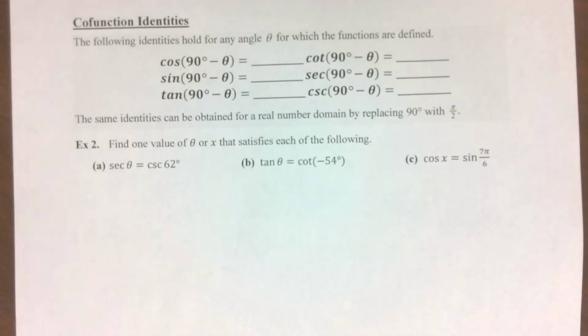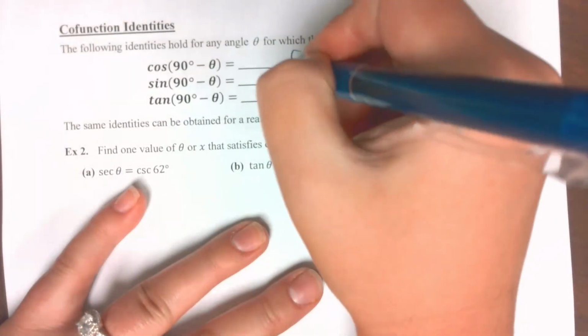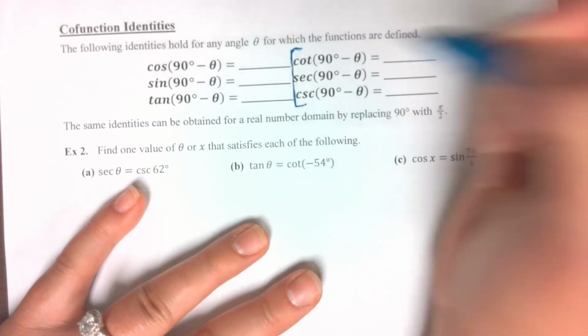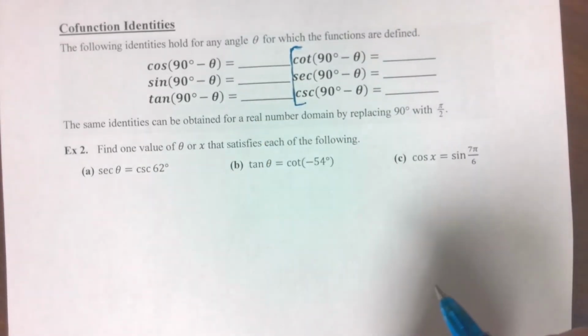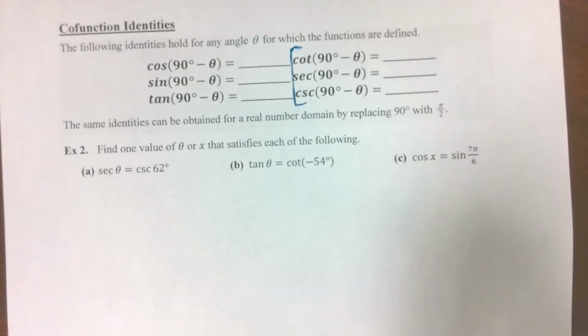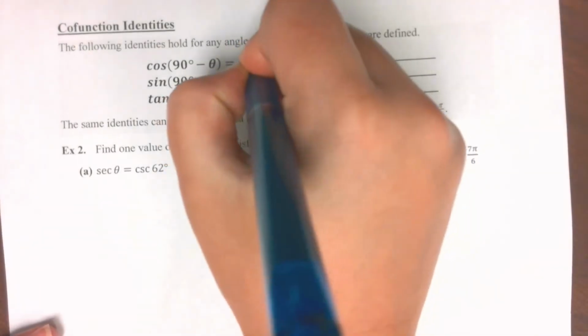Alright, so cofunction identities. We've previously talked about these, so you should know what they are. Cosine of 90 degrees minus theta, we know this is sine theta.